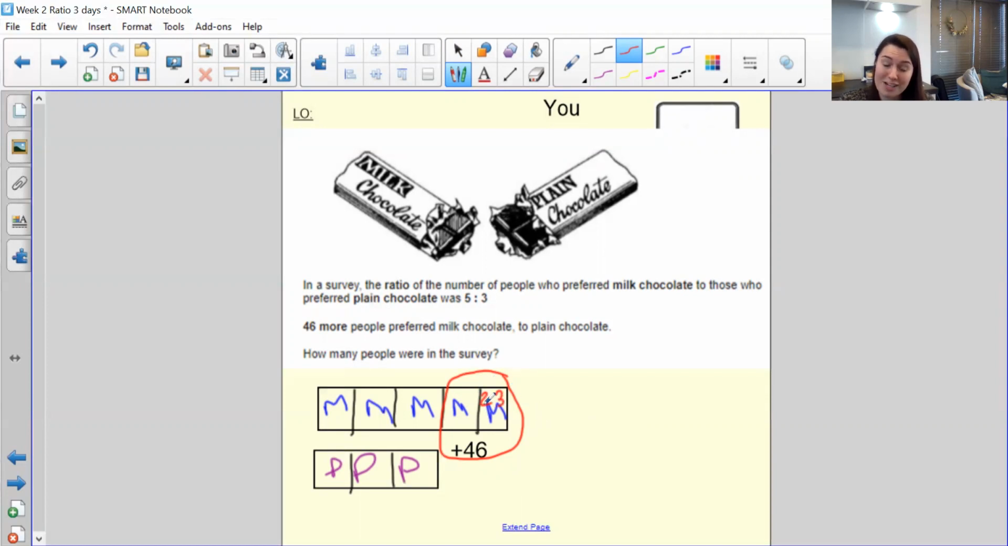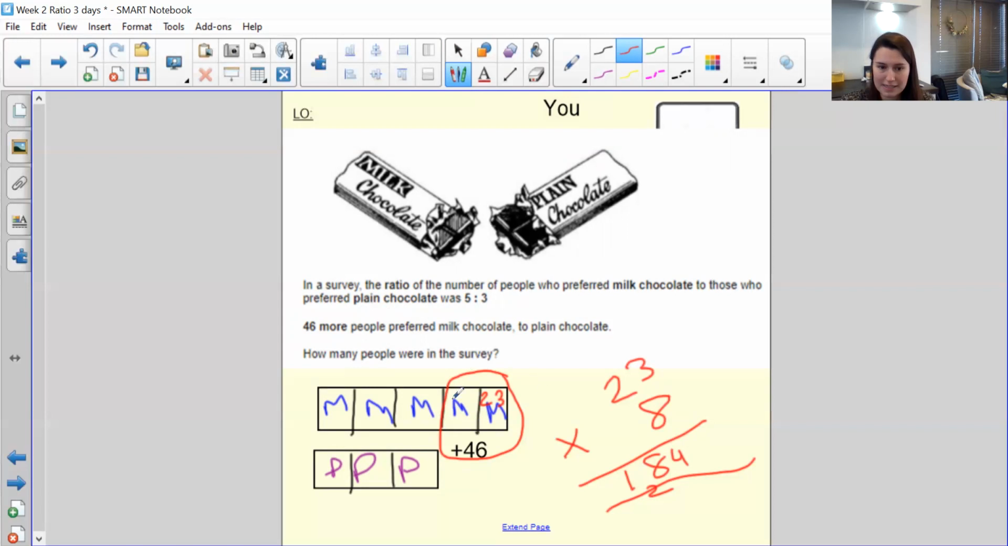Now that I know 1 part, I actually can work out that each part is 23. And altogether there are 8 parts. So it wasn't 28, it was 23 times all 8 parts, 24, 16, 18, gives us 184 people.